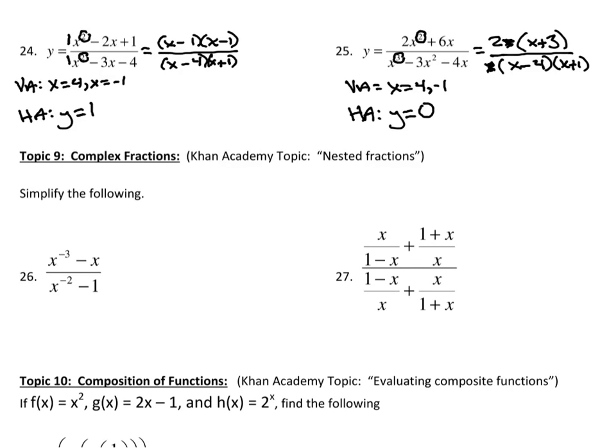If the exponent on top was bigger than the exponent on bottom by 1 degree, we would have a slant asymptote. But in calc, we're not going to do too much of that this year, probably at all.